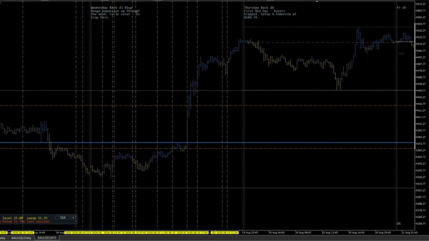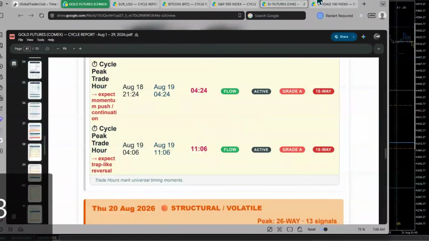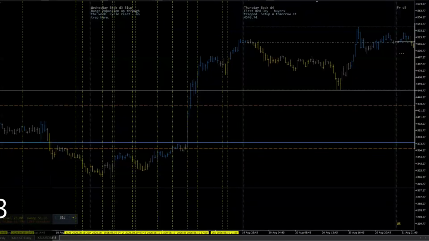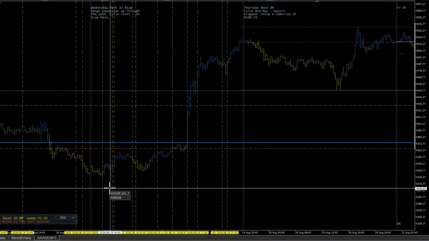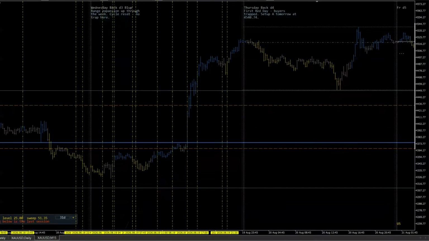And in the trade hours for the day on Cycle Edge, it did give you 424 and 1106. So 424 is about there. All right, 424 is on there, and that's it. That was Wednesday, and then we have Thursday and Friday.